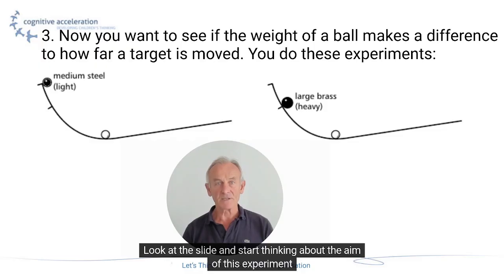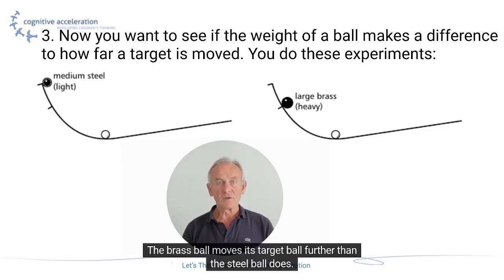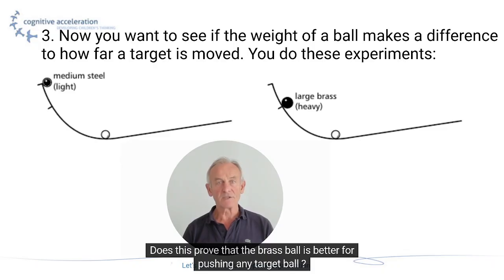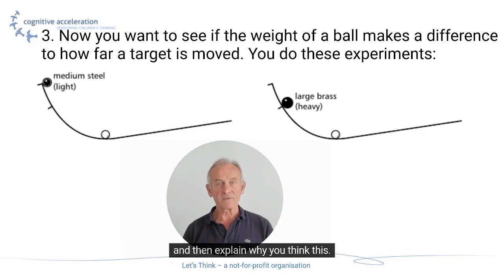Look at the slide and start thinking about the aim of this experiment. The result is the brass ball moves its target ball further than the steel ball does. Does this prove that the brass ball is better for pushing any target ball? Yes. No? I do not know. Choose one of these and then explain why you think this.